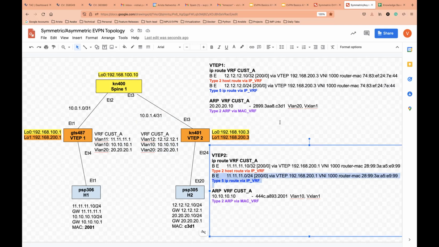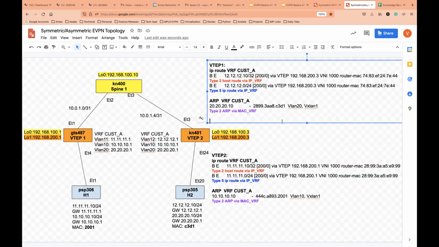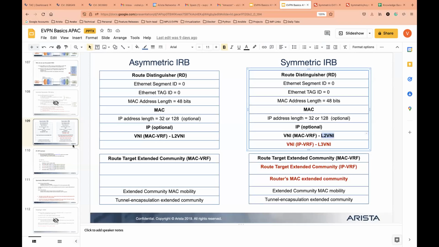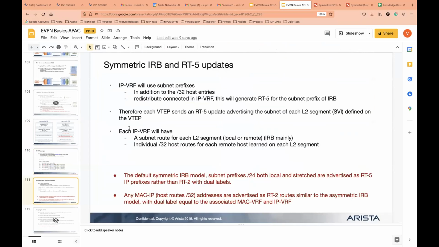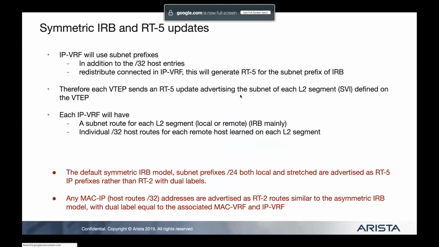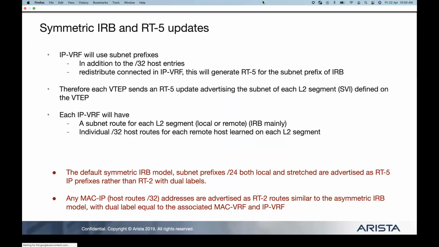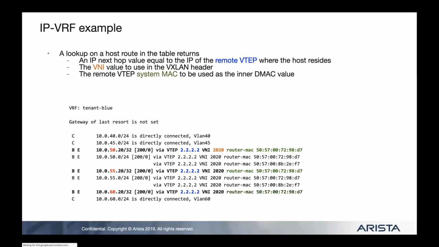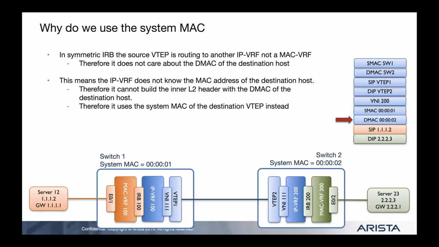Is there any question? Is it clear why we need both type 2 and type 5 routes to be advertised? And that's what this slide is talking about, that we will advertise both type 2 and type 5 routes. Any question so far? Any point you have not understood and you want me to discuss again?